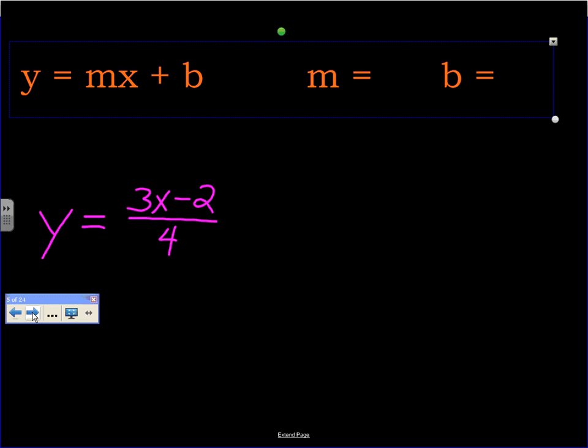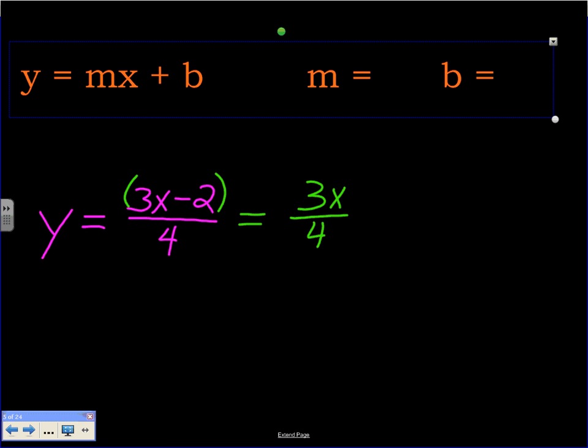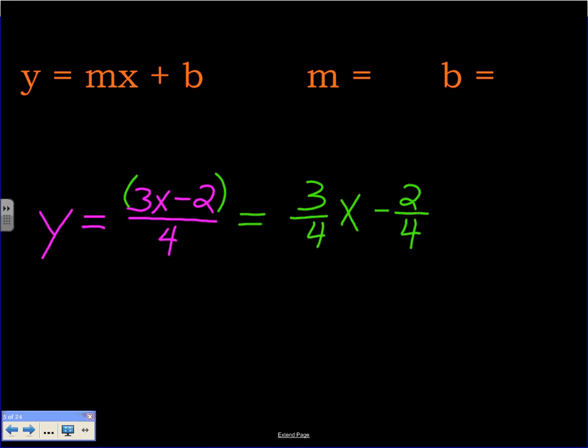This next example here is not in mx plus b form, so you have to manipulate it a little bit to get it into slope-intercept form. We know that everything on top of the parentheses here will be divided by 4, so each individual term is divided by 4. So what you do is you set 3x over 4 and negative 2 over 4. And typically we don't put the x on top of the fraction. We will put it off to the side.